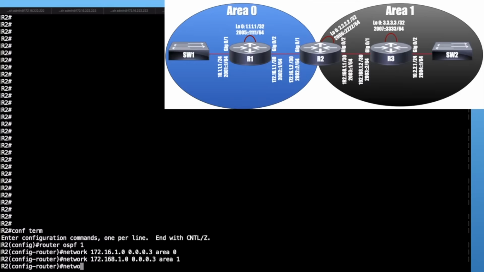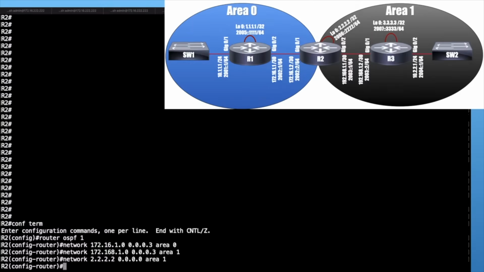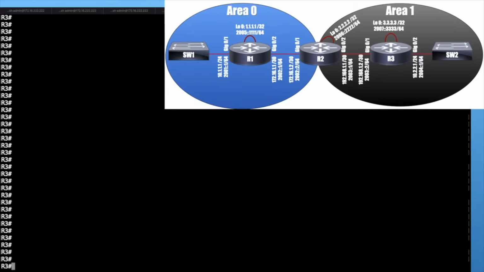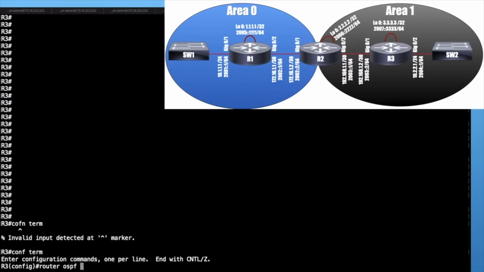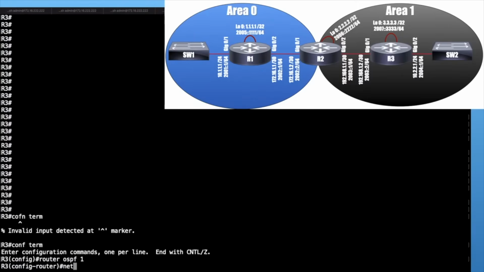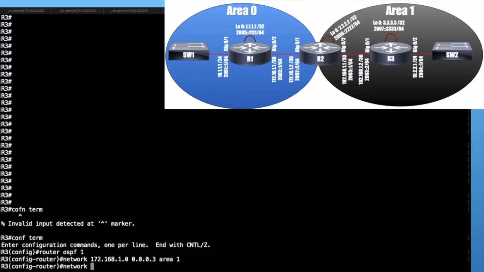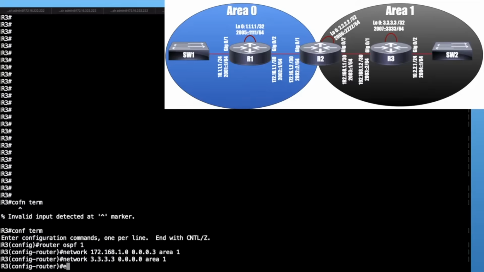Let's do the loopback interface. Network 2.2.2.2, 0.0.0.0. It's also in area 1. And I'm done on R2. And real quickly on R3, I'll say router OSPF 1. I'll do network 192.168.1.0, 0.0.0.3 is my wildcard mask. I'm in area 1. Network, I guess I could have done the all zeros thing here too as well. Network 3.3.3.3, wildcard mask of all zeros. You're in area 1. Okay, I think we're done.